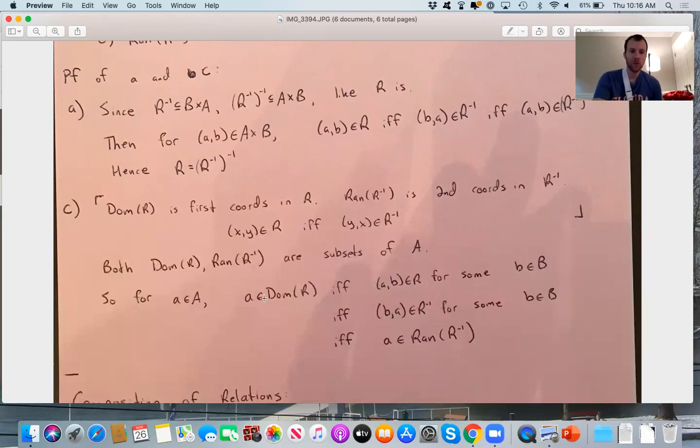And so if you were just going left to right, this would show that the domain of R is a subset of the range of R inverse, but each of these steps is reversible. If we know that you're in the range of R inverse, you're the second coordinate of something in R inverse, which means you're the first coordinate of something in R, which is exactly what it means to be in the domain.